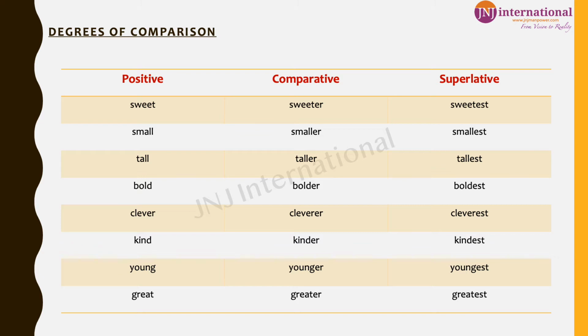Sweet, sweeter, sweetest. Small, smaller, smallest. Tall, taller, tallest. Bold, bolder, boldest. Clever, cleverer, cleverest. Kind, kinder, kindest. Young, younger, youngest. Great, greater, greatest.